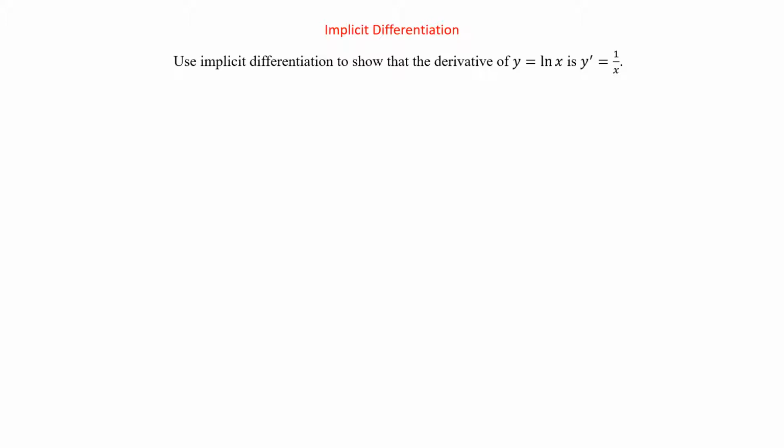Because I told you it was. That's not a good reason. You need to be more curious than that. Why is it 1 over x? Like I said that, it's like that doesn't even make sense. Why would it be 1 over x? We're going to find it using implicit differentiation.